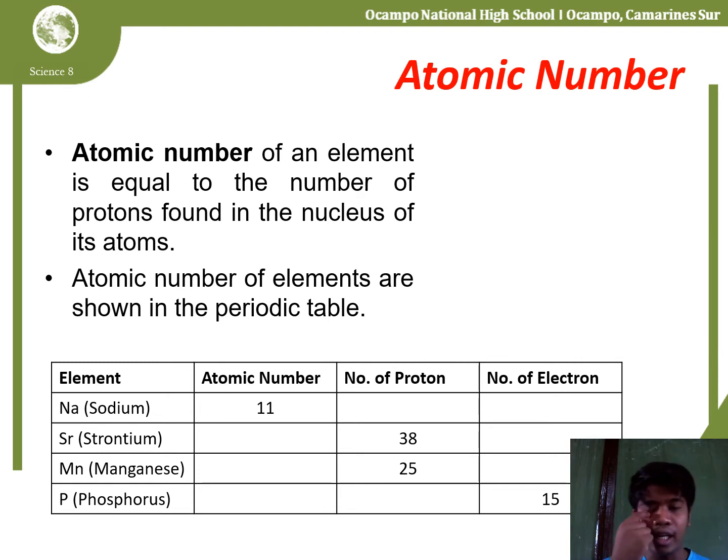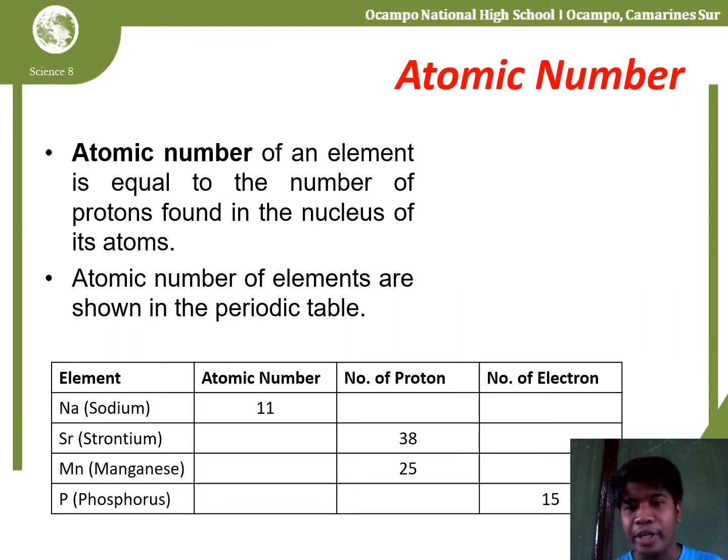So, let us try to fill this table up. Let us determine the property or the number of proton or the number of electron that is lacking in this particular table. So we have here the element sodium, strontium, manganese, and phosphorus. Okay, unahin natin yung sodium. Atomic number ng sodium is 11.